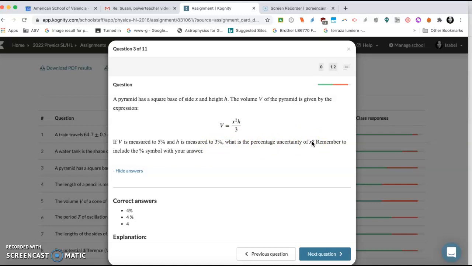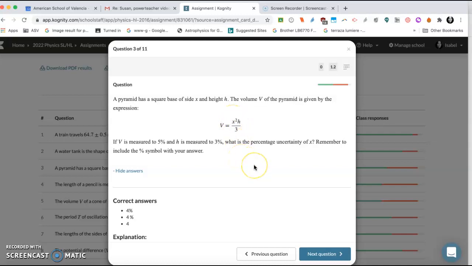Percentage uncertainty. So we need to end up with the total percentage uncertainty. Now, what are our rules? When we are multiplying, we add percentage uncertainties. When we are dividing, we are adding percentage uncertainties. And when we have something to a power, we just multiply the percentage by that power.